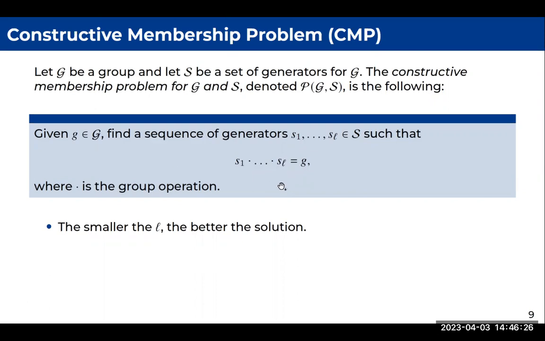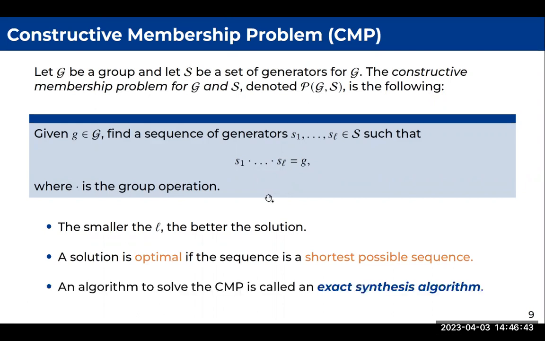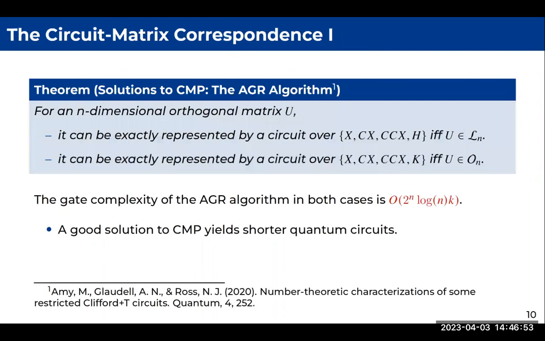If you have a smaller L, you get a shorter sequence, which corresponds to a smaller quantum circuit, and that gives you a better solution. When the solution is optimal, it gives you an optimal quantum circuit. In quantum circuit compilation, we call this procedure, the algorithm to solve CMP, the exact synthesis algorithm.